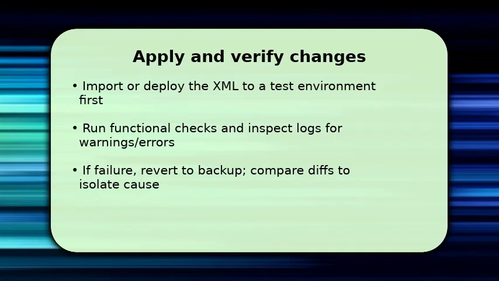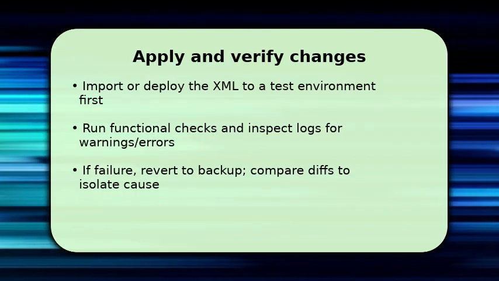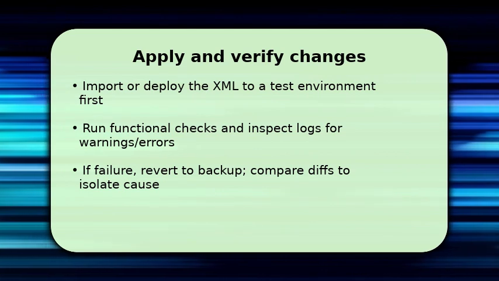If everything passes, promote the file to production using the same procedure. If something goes wrong, revert to your backup and compare diffs to find the problematic change. One common fix is a missing namespace or malformed attribute, so check those first.